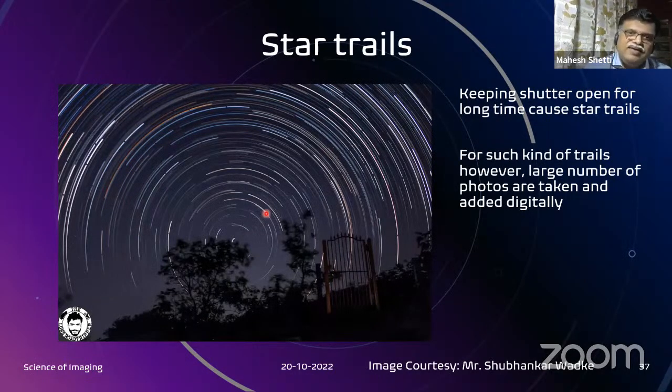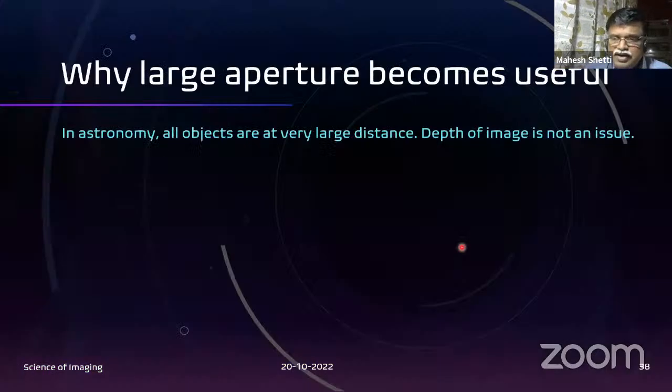When we go for stargazing, this particular picture was clicked. He kept the camera on for a long time, and not just one shot, but many different shots, and all those shots were ultimately digitally added together. That's called stacking, and then you get something like this. So they were added digitally.